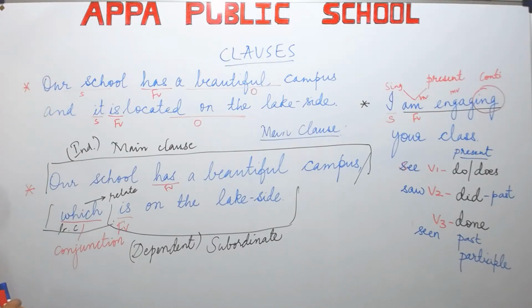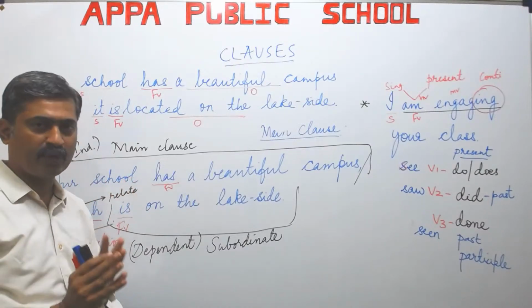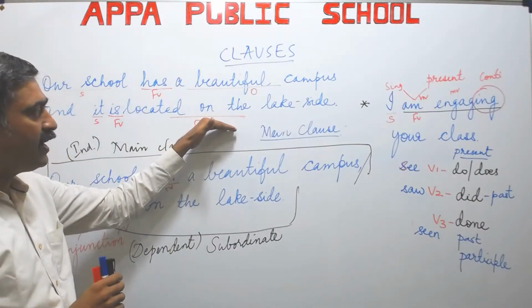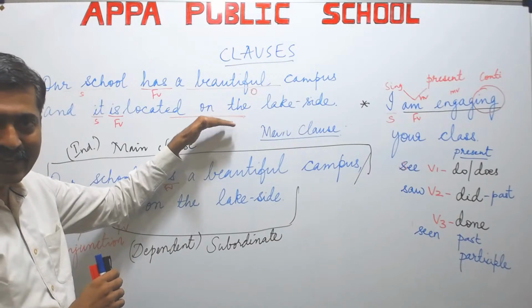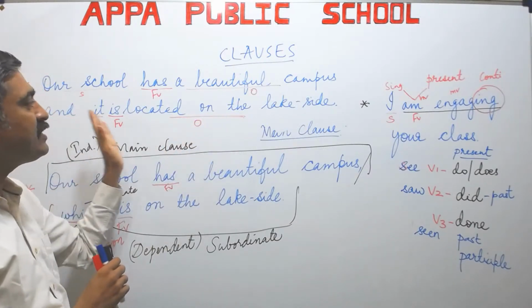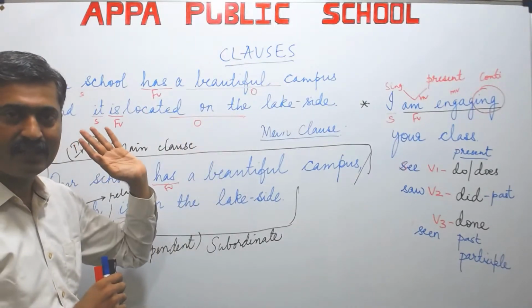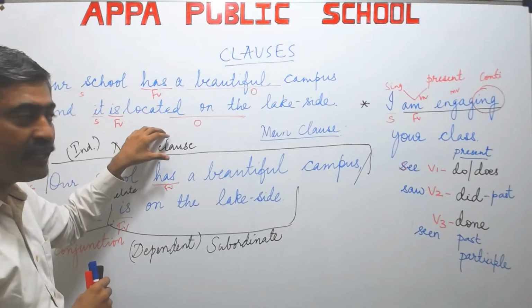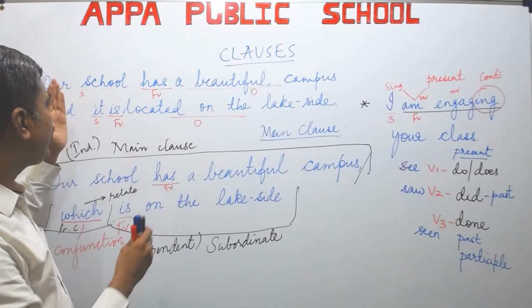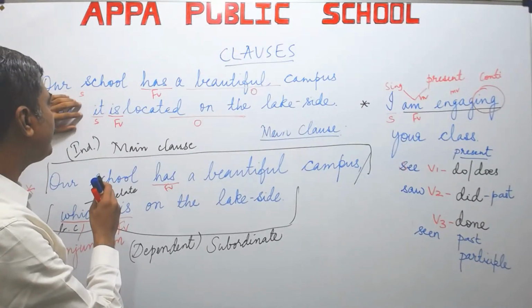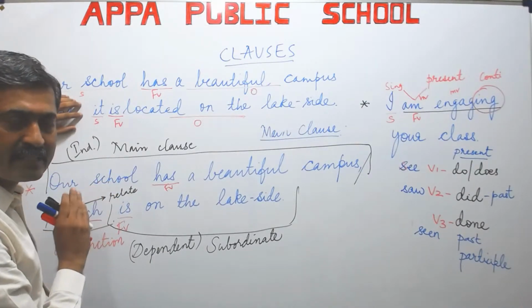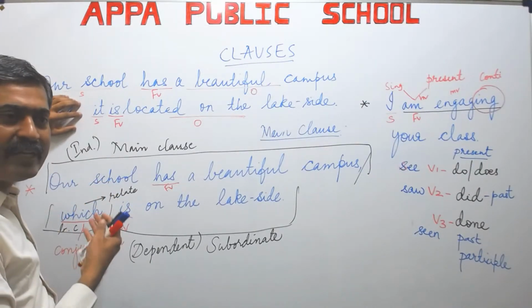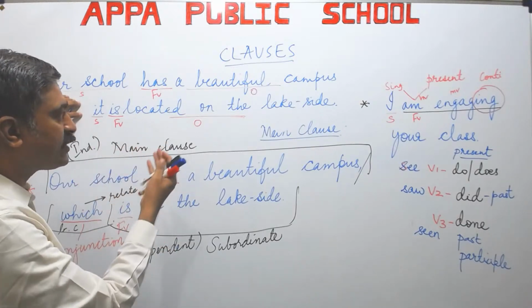Let's come back to this sentence now. Now our school has a beautiful campus. It's equally poised with the other part of the sentence, the other clause. The other clause is it is located on the lakeside. Okay. Our school has a beautiful campus. It is located on the lakeside. Now, for example, if I don't use this conjunction and read it, it is located on the lakeside. It still makes a complete meaning, right? It is located on the lakeside.